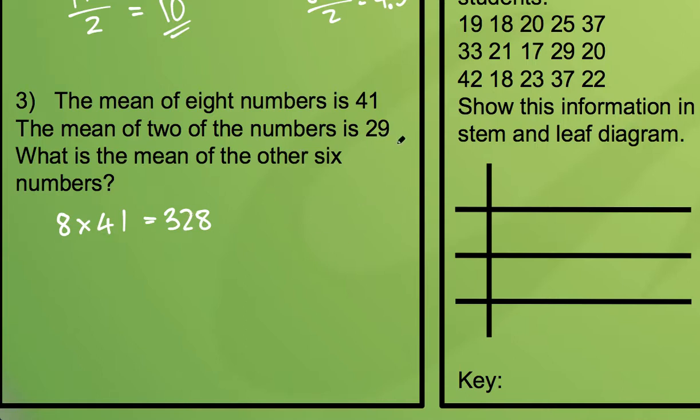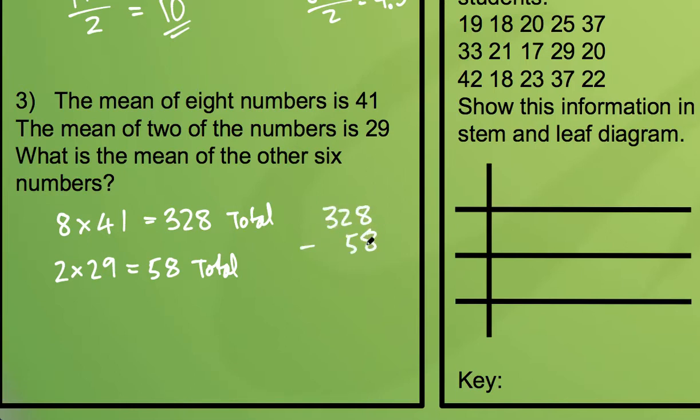The mean of 2 of these numbers is 29. That is a total for those 2 numbers of 58. So thinking about totals, and it's worth writing the word total, I want the mean of the other 6 numbers, so I'll take away the total of the 2 numbers that I know about from the total of the 8 numbers that I know about.